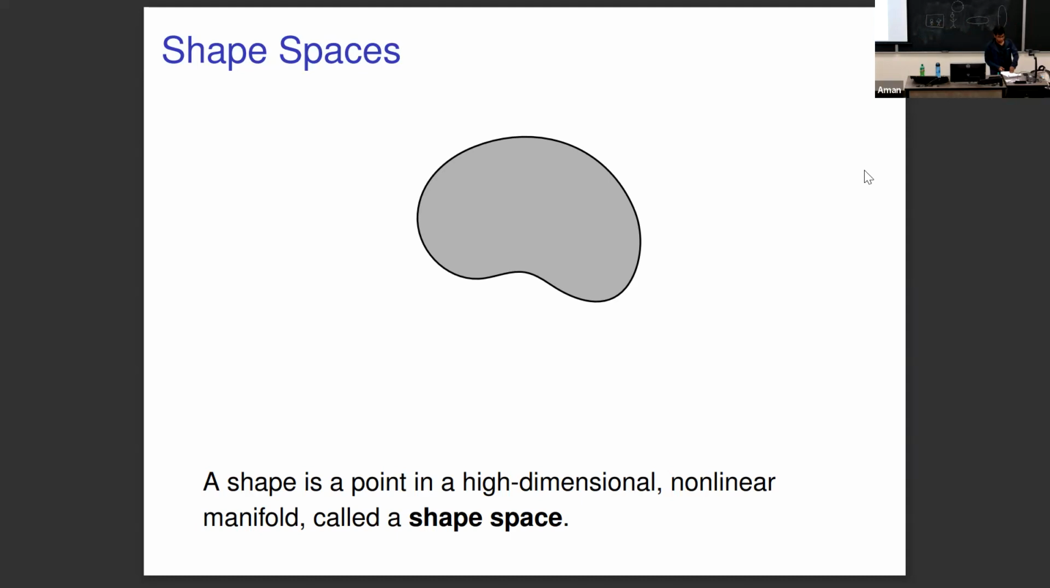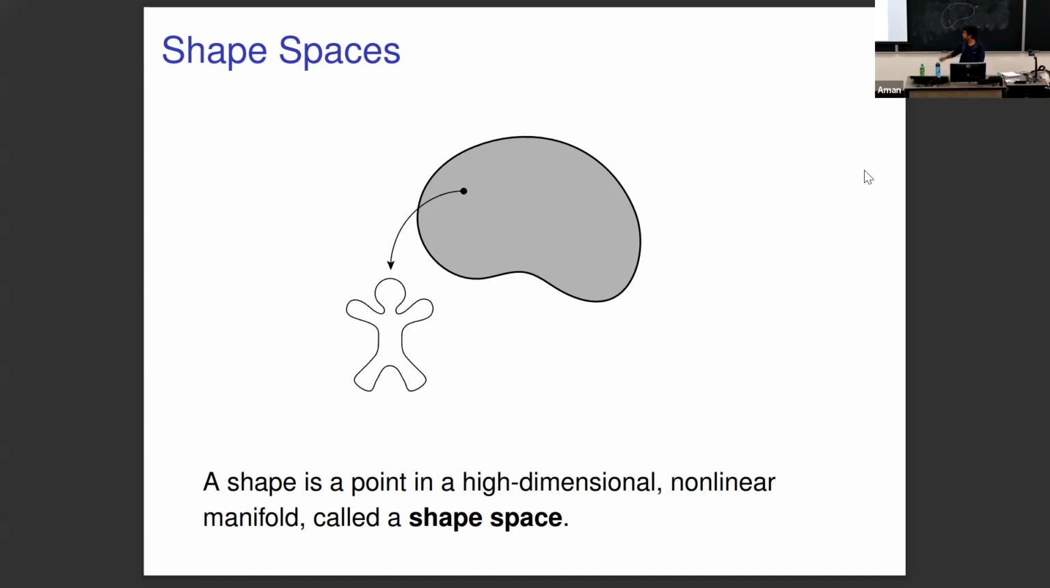Okay, so now we get to shape spaces. Essentially, what we want is a space, a latent space or a manifold, where every point in that space is a different shape. So let's say this is your manifold, call it M, and a shape on this manifold is represented as a point here. So let's say this point X is a shape.